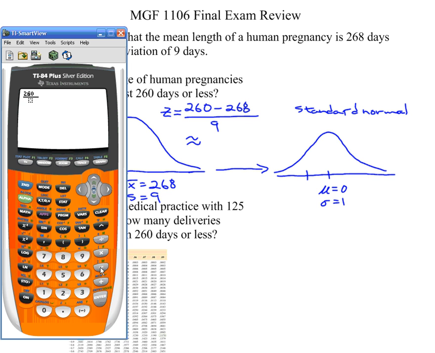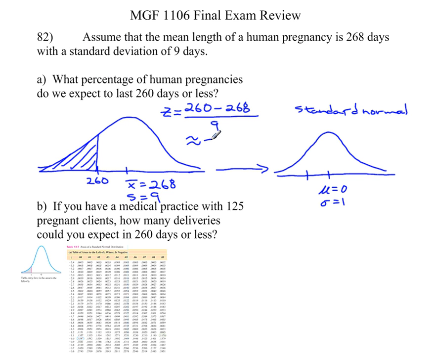260 minus 268 divided by 9. Let's make sure that's a decimal. Negative 0.89. Approximately negative 0.89. So our 260 in a normal distribution will be transformed into negative 0.89 in the standard normal distribution.